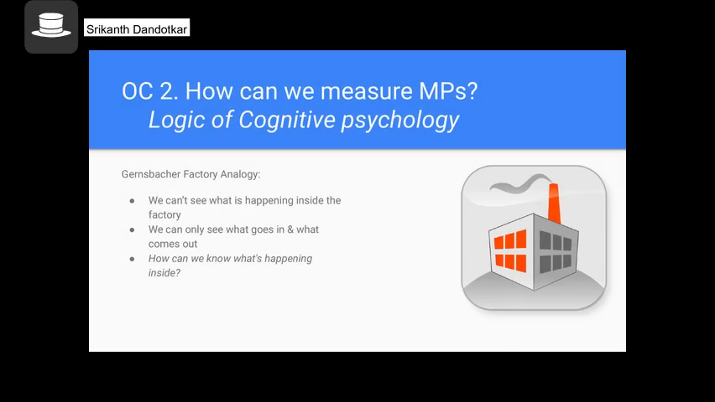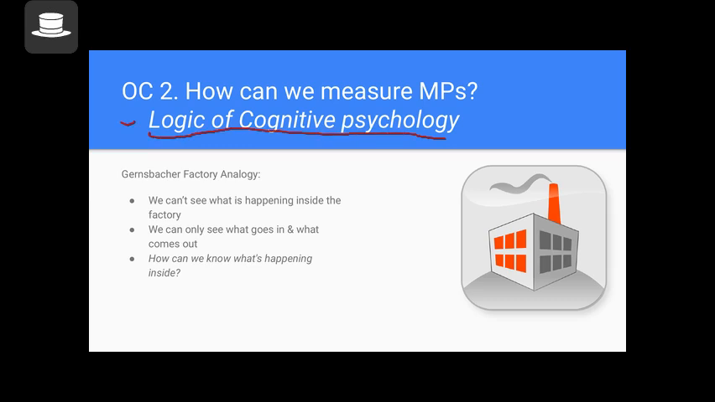This brings us to the second outcome for this video, which is how can we measure mental processes? Remember, cognitive psychology's basic assumption is that we can objectively study mental processes. How can we measure those? We can't see them. So this is about the logic of cognitive psychology.